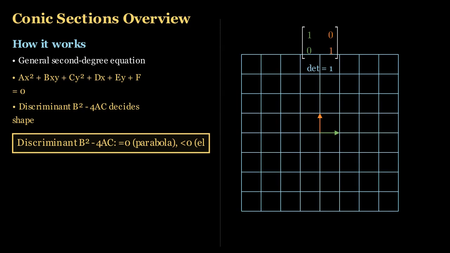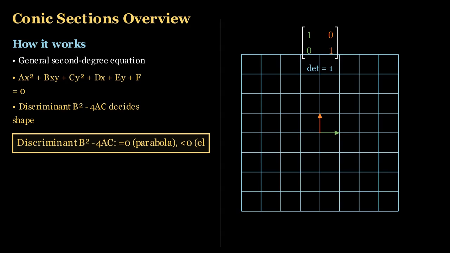Suppose you have the equation x squared plus 4y squared equals 4. First, we want to see it in the standard form. We divide everything by 4 to get a 1 on the right side. This gives us x squared over 4 plus y squared over 1 equals 1.